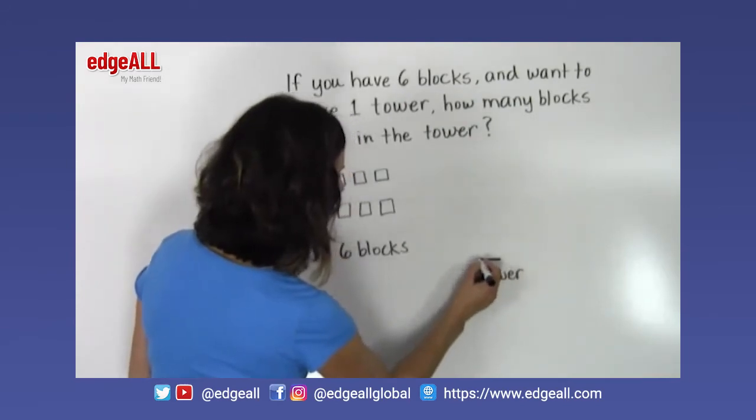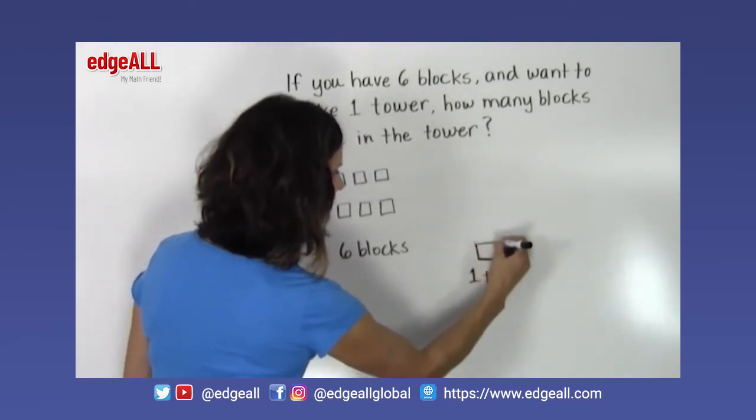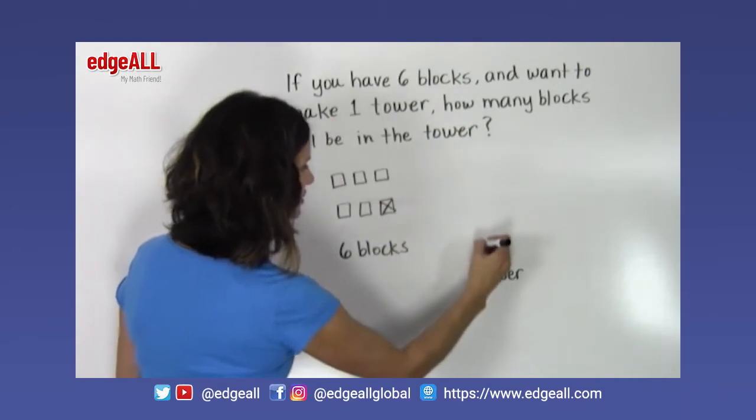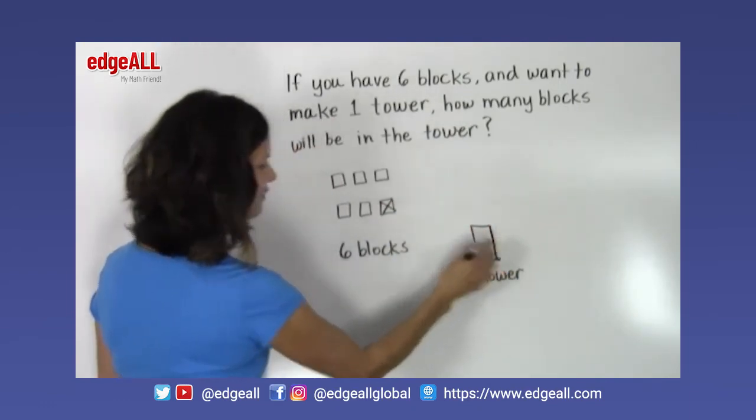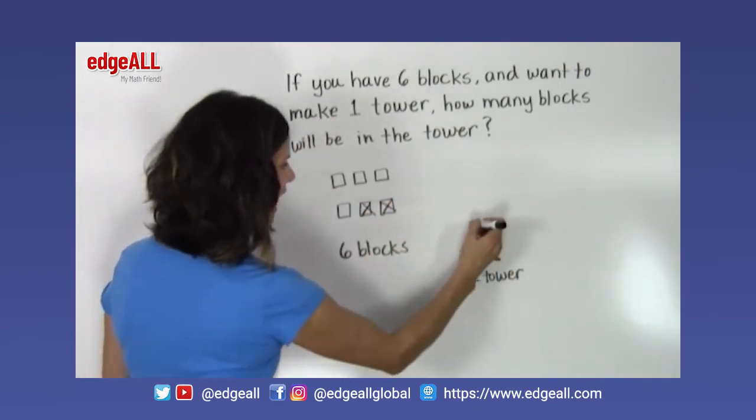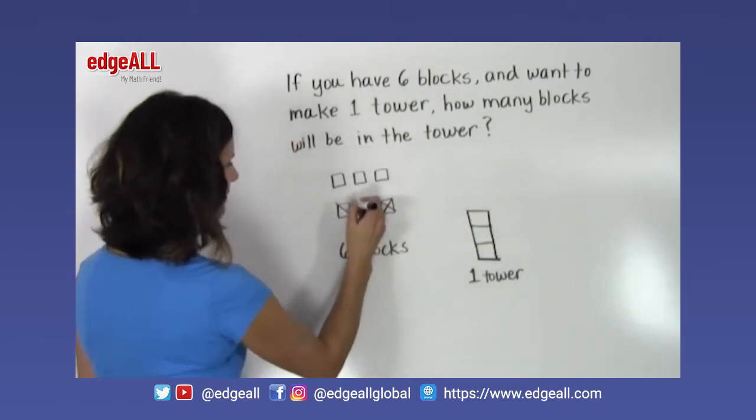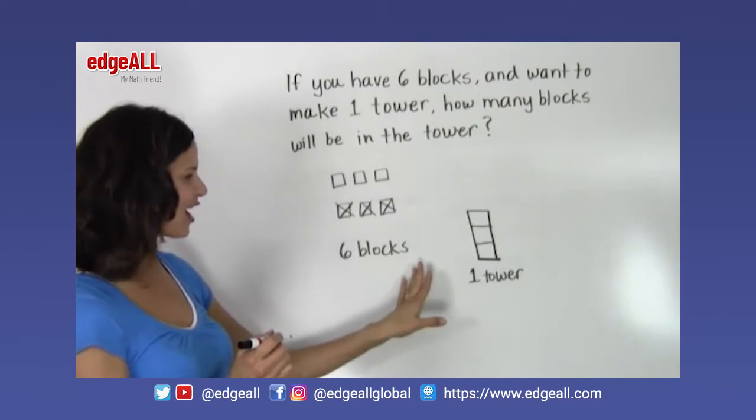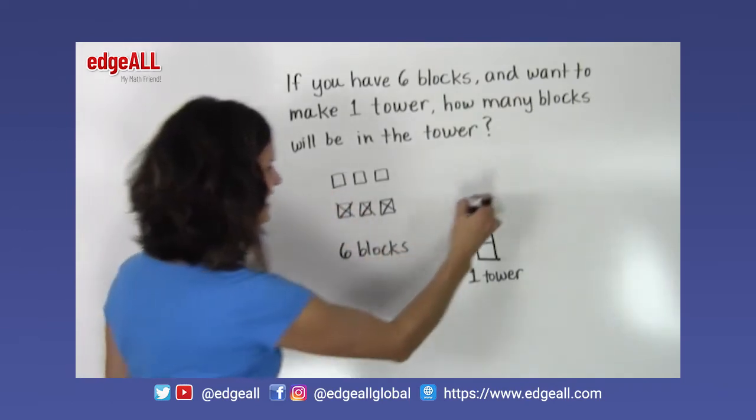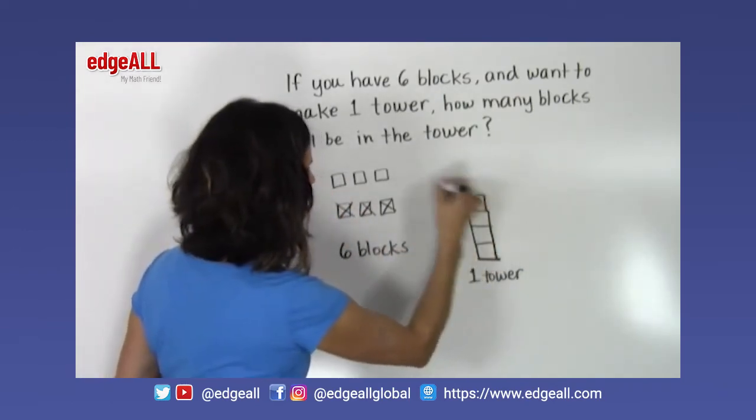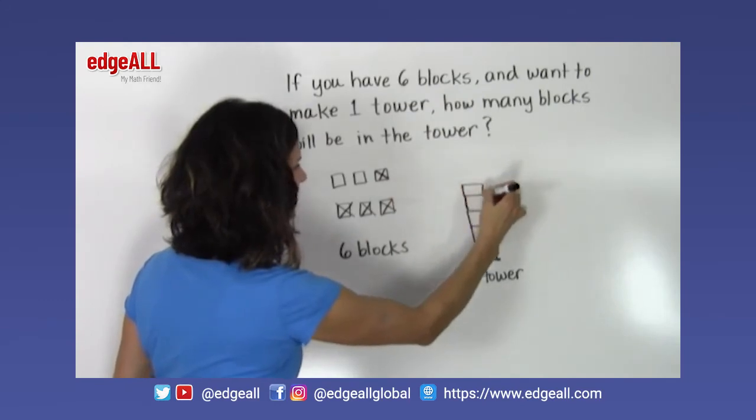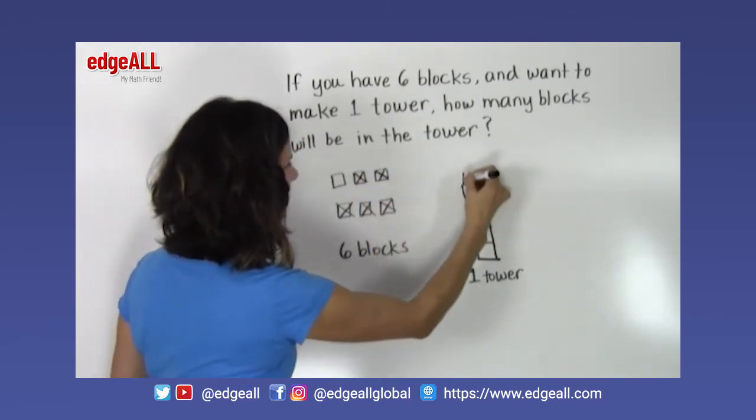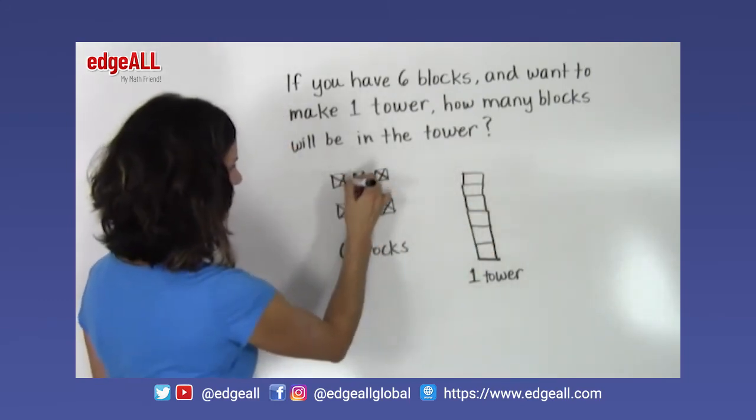So I'm going to move each of my 6 blocks over to this tower, and as I move my block over to the tower, I'm going to cross it off from my group of 6 blocks over here. So far I have 3, and then I need 3 more. So these 3 blocks also coming over to make this one tower.